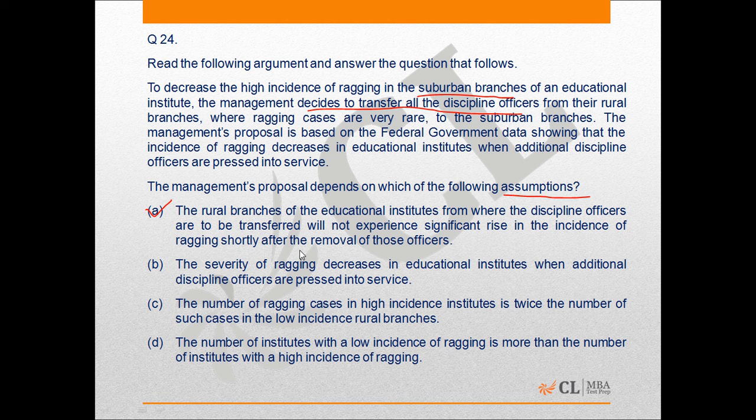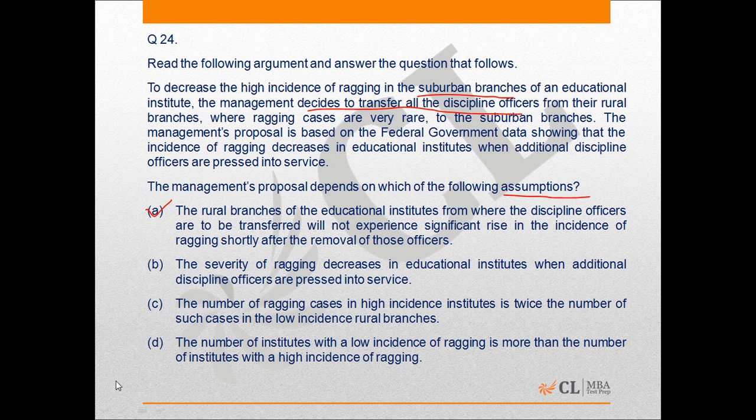Now here what the management is doing is transferring officers from one particular branch to the suburban branch. So what happens to the former branch? Will there be a rise in the incidence of ragging? If that happens, then the management's proposal will backfire, because one type of branch will witness a decrease in the number of cases, but the other branches will witness an increase in the number of cases.